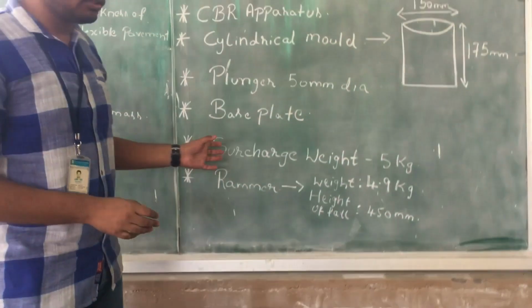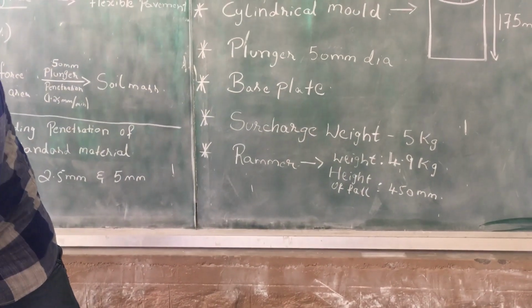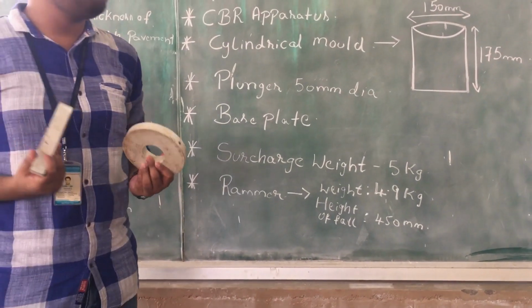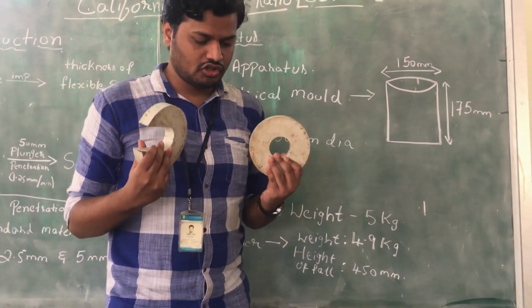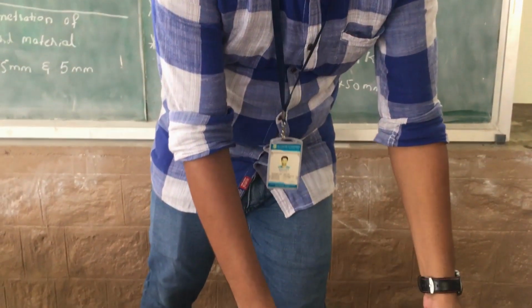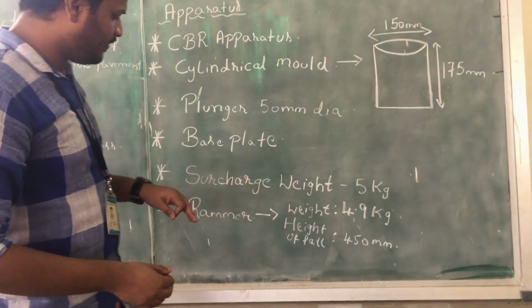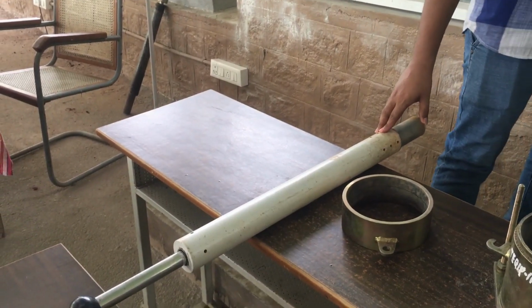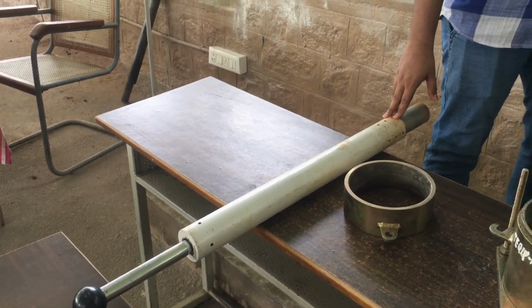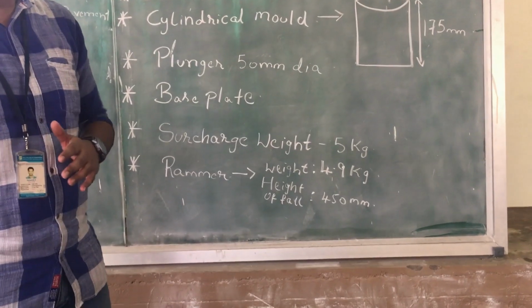Over this base plate the cylindrical mold will be placed. Next, it consists of surcharge weights. During the test we will use a surcharge weight of 5 kg, which is 2.5 kg each. These surcharge weights represent the thickness of pavement which will be coming over the subgrade. And then we are going to use a rammer for the compaction. We are going to use a rammer of 4.9 kg and height of fall will be 450 millimeter. Here we are going to do heavy compaction to prepare the mold.